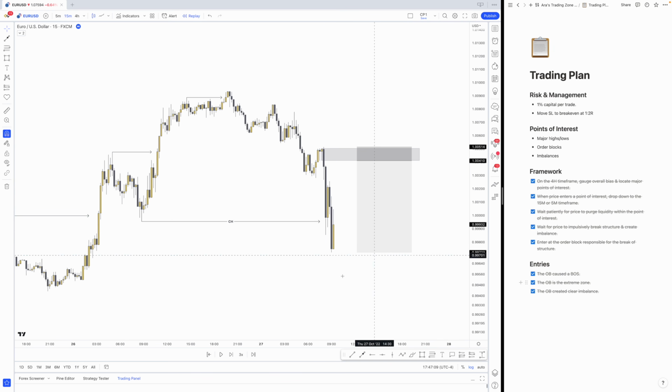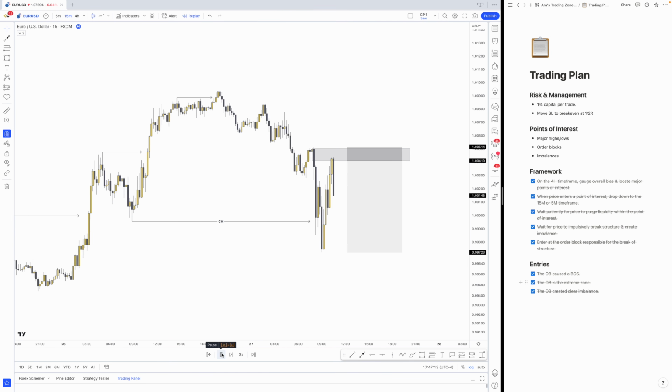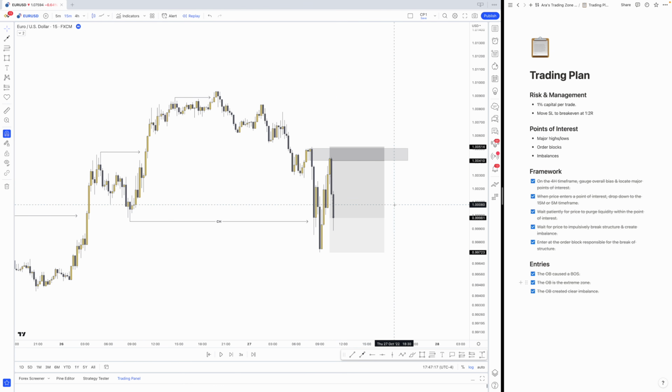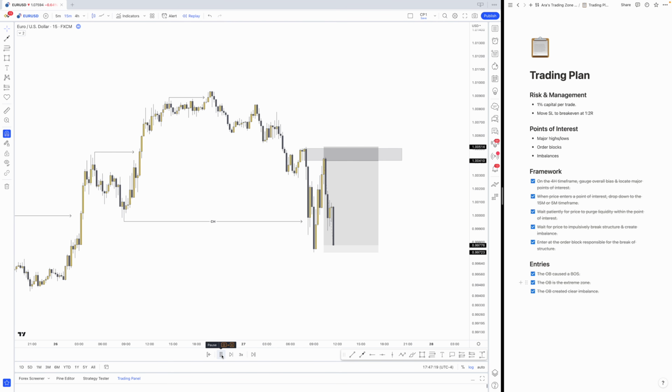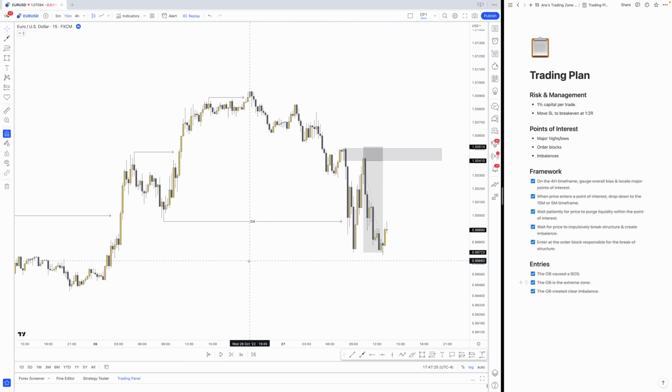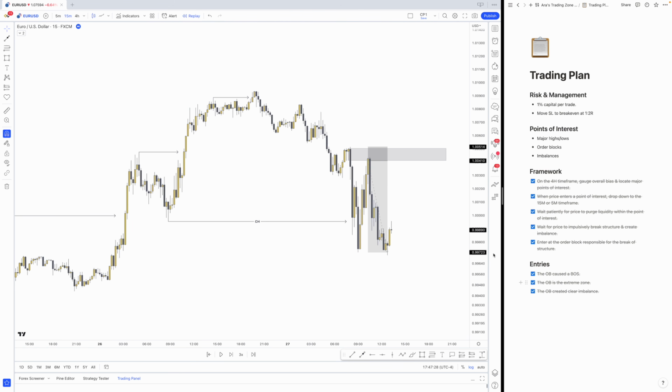So let's play this forward and see if we get tagged into the trade and see how it develops. Okay, so the trade would have been triggered in right there. And the take profit level would have been hit. So this is a good example of entry model number 1, and stay tuned for the next one.